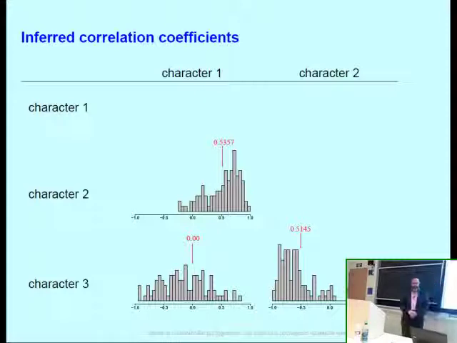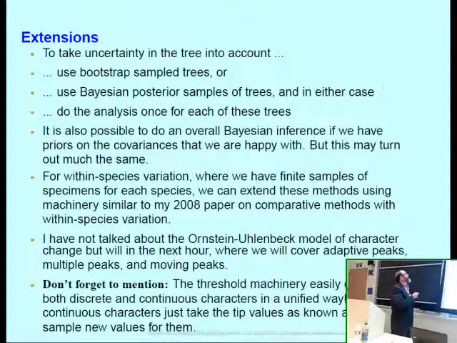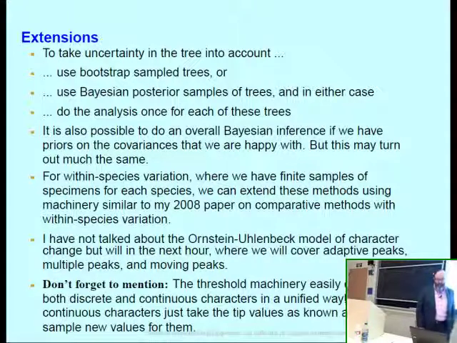You can extend this to deal with the uncertainty in the tree itself by using, instead of one tree, a whole sample, a bootstrap sample of trees or a Bayesian posterior of trees. There are ways you can deal with within species variation using machinery that is already out there. I have not, in all of these pieces, talked about a competitor to Brownian motion, the Ornstein-Uhlenbeck model, which is Brownian motion where natural selection is pulling you in towards some optimum. But all of these sorts of things can be done with that too.